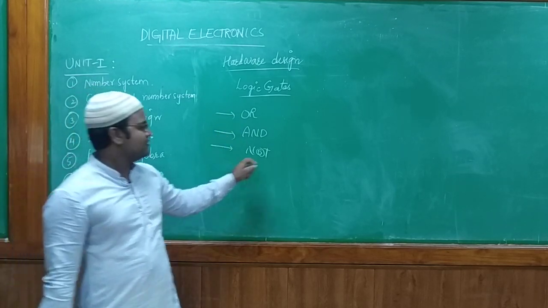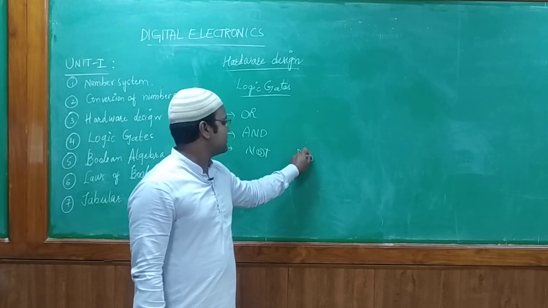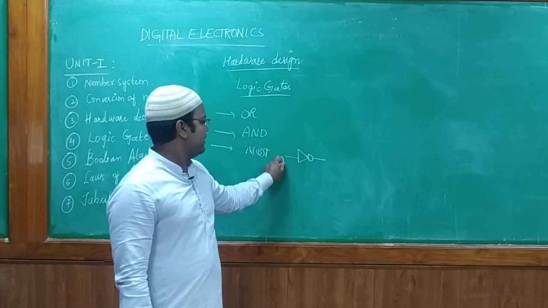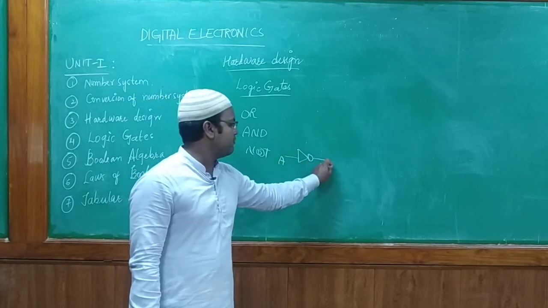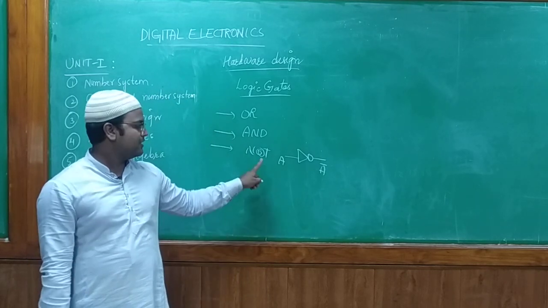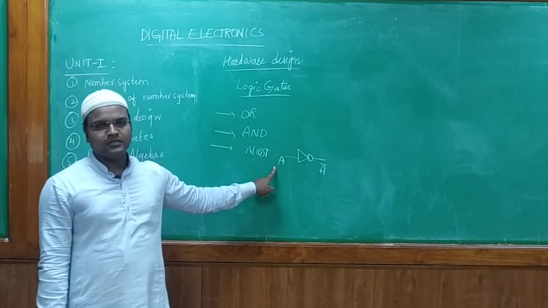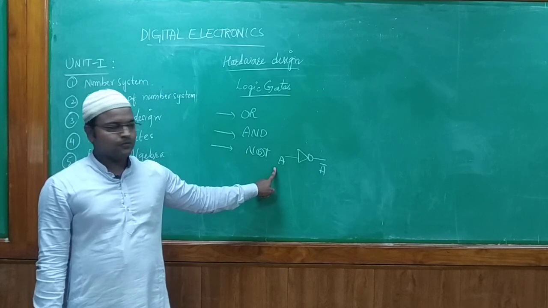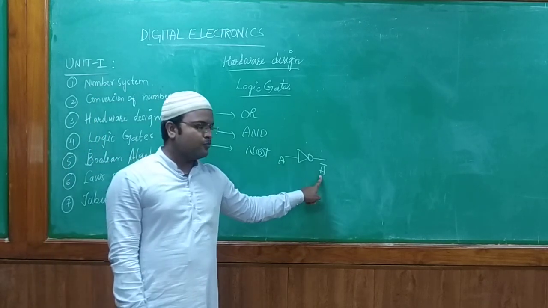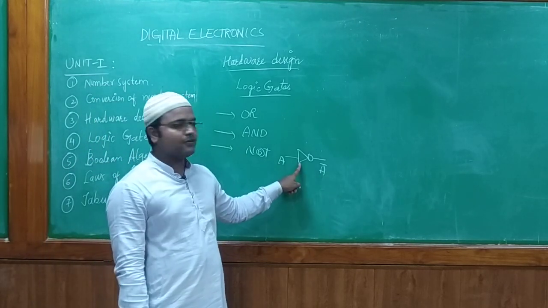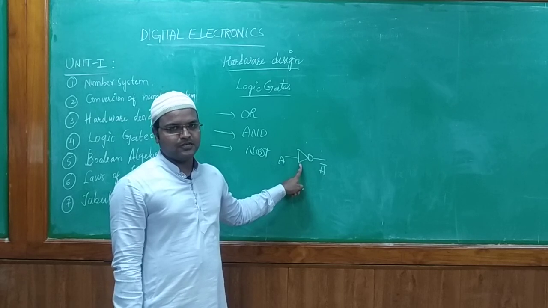The symbolic representation of NOT would be: if you have input A, the output for that A would be A bar. Since it's a single input, this is called a unary operator. So if I am giving A, the output needs to be A bar. This is the way the symbol can be represented.